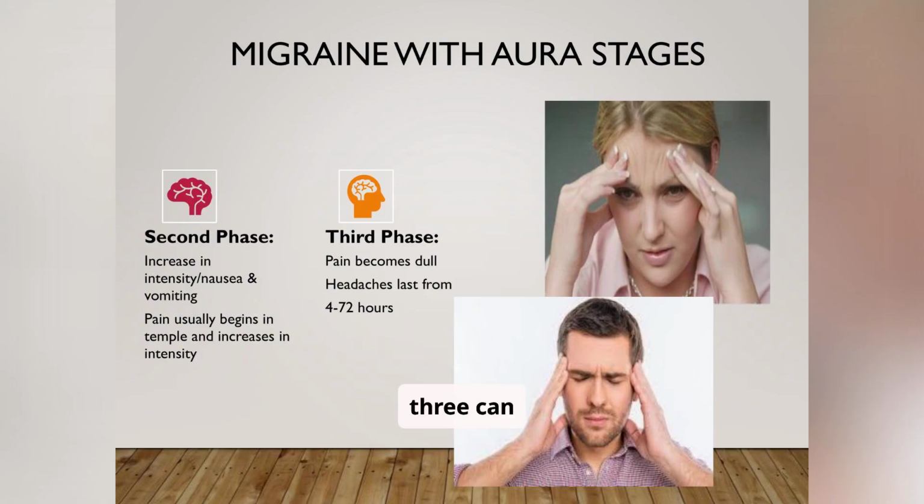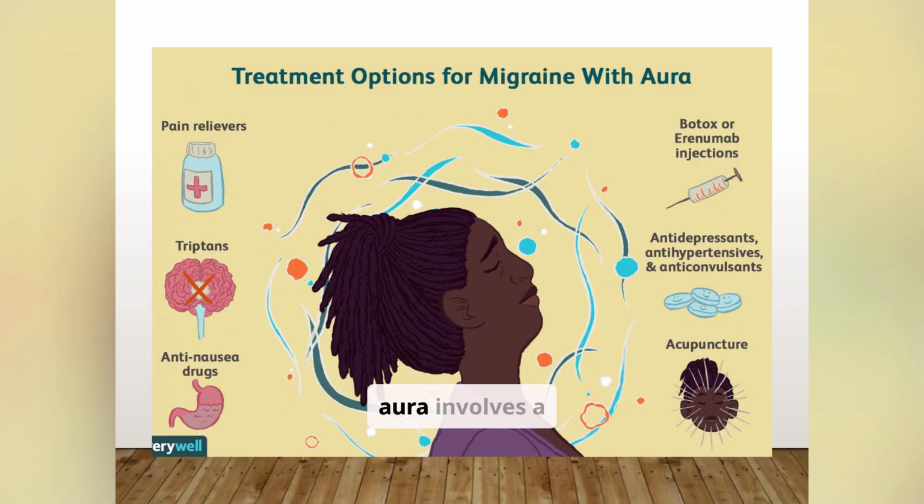Phases 2 and 3 can include nausea and vomiting, sensitivity to light, sound, and even smells, with migraine duration of 4 to 72 hours. This is when patients need quiet, dark rooms and fast acting meds. Managing migraines with aura involves a multifaceted approach. Treatment options range from pain relievers and triptans to anti-nausea drugs and even Botox injections.